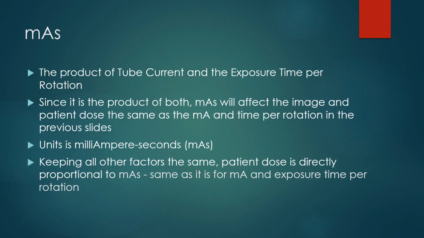mAs is the product of tube current and the exposure time per rotation. Depending upon the scanner, changing the mAs as a single parameter will affect the product of the time and mA by changing either one or both. It will affect the image and the patient dose the same as mA and time per rotation as discussed in the previous slides. The unit is milliampere seconds. Keeping all of the factors the same, patient dose is directly proportional to mAs, same as it is for mA and exposure time per rotation.